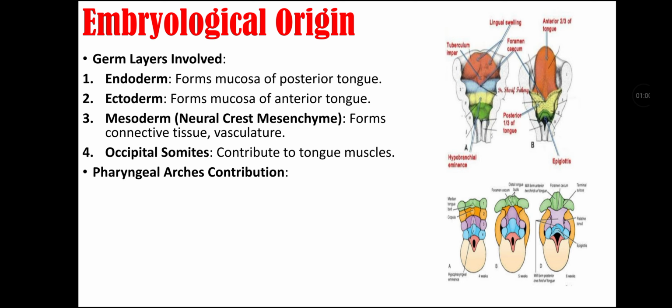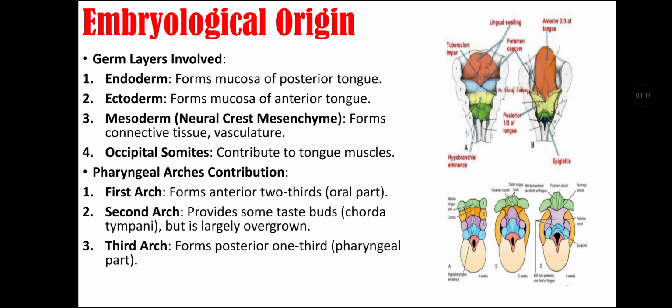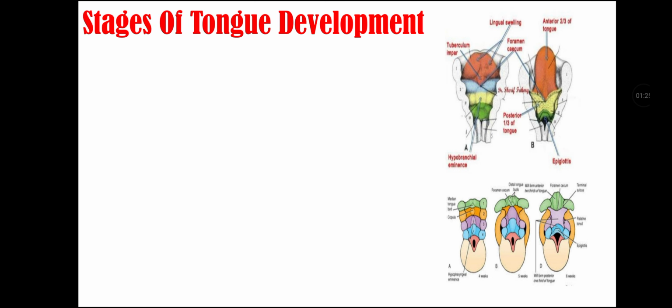Pharyngeal arch contribution in the tongue development. First arch forms anterior two-thirds of the tongue, that is the oral part of the tongue, and second arch provides some taste buds that are supplied by chorda tympani, but this is largely overgrown. Third arch forms posterior one-third of tongue, that is the pharyngeal part of the tongue. And then there is a fourth arch that contributes to extreme posterior tongue and epiglottis.